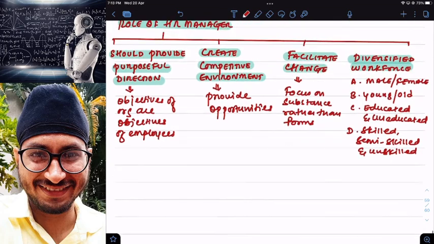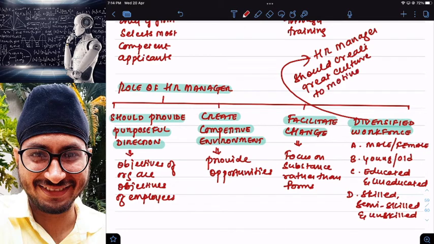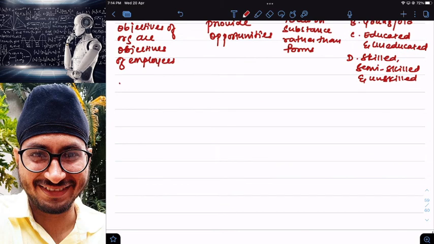So, creating a great culture. Clear? Who should create a great culture? The HR manager should create a great culture. It should create what, sir? A great culture to motivate the workforce. Clear? Next, then what else should I do? Empower human resources.